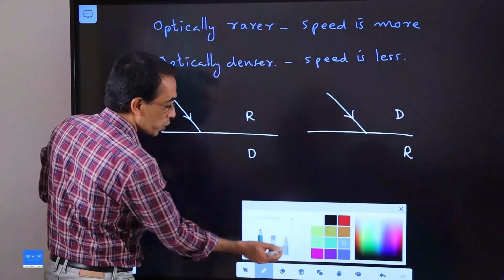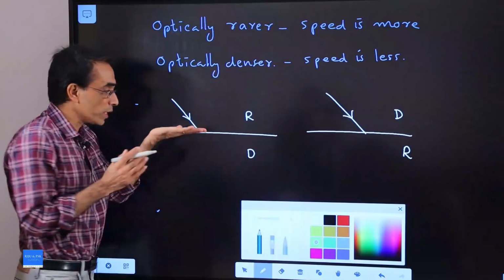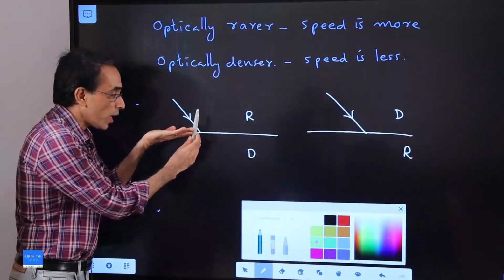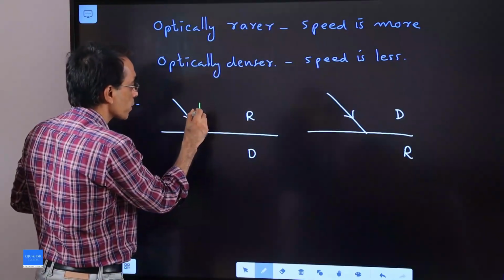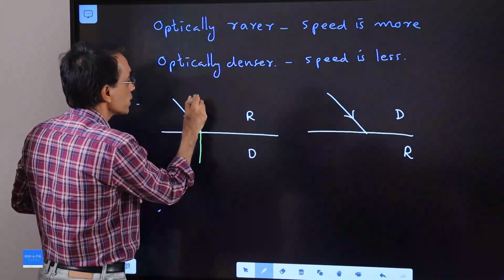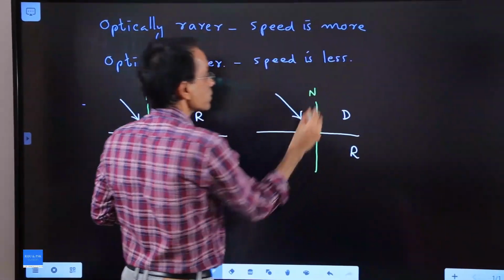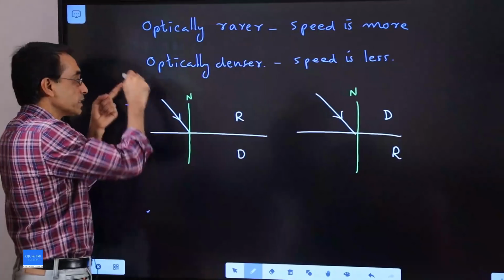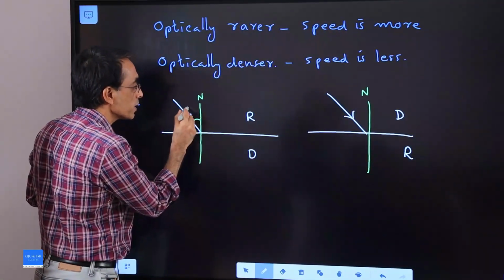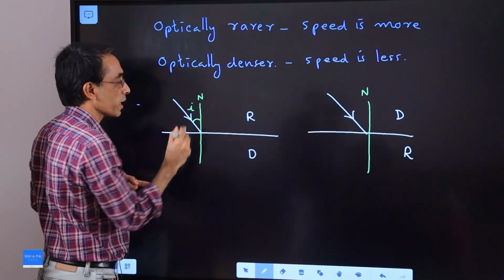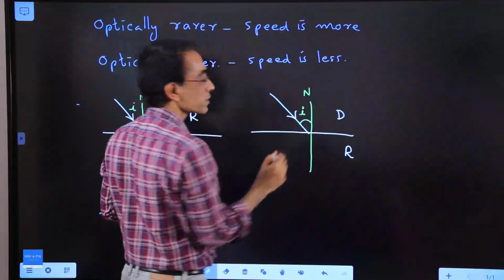First point, you need to know how to draw a normal here. This is the interface. I told you interface is a surface. So I have to keep a perpendicular here like this. This is the normal. This is normal and this is normal here. Right. Now this is the incident ray. And this incident ray is making an angle here. This is called angle of incidence. And here this is also called angle of incidence.